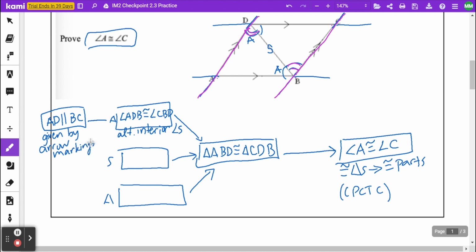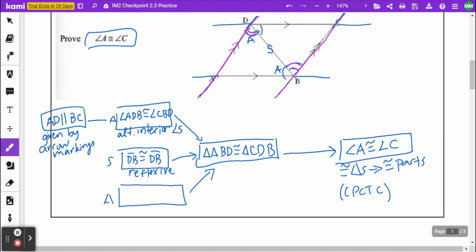If you just wrote given in your proof, that would be okay. Okay, now the side. DB is congruent to DB, and that is reflexive. Recall that reflexive just means same side. I'm not going to write that because I don't want you to think it's part of the solution. So hopefully if you're watching the video, you have your sound on.